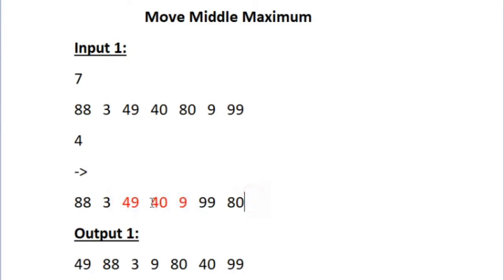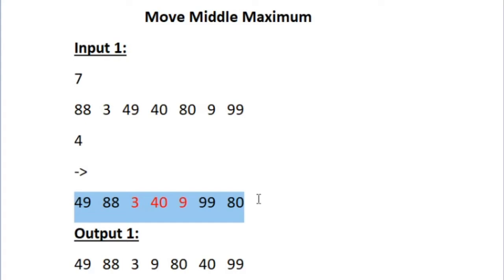So again we have to perform. So the maximum integer out of these 3 integers 49, 40 and 9 is 49. So 49 is the largest. So if 49 is the largest, then as we discussed, it should be brought to the beginning. So after bringing 49 to the beginning, this is how our modified array would be looking. And the middle 3 integers would be 3, 40 and 9.